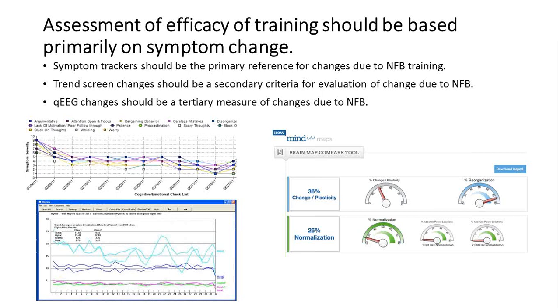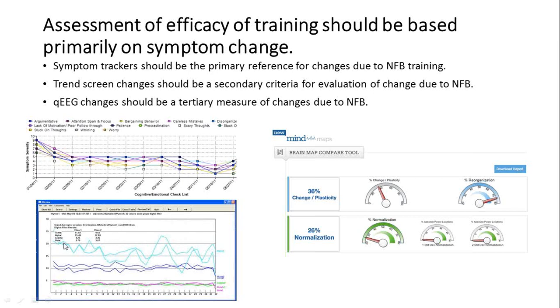The assessment of efficiency of training should be based primarily on symptom change. Very important concept. A symptom tracker should be primarily referenced for changes due to neurofeedback training. So up in the top chart, you can see a symptom tracker. It really shows you clearly the changes. The trend changes should be a secondary criteria for evaluation of change due to neurofeedback.